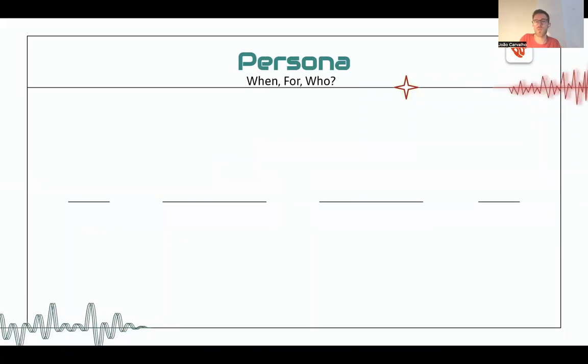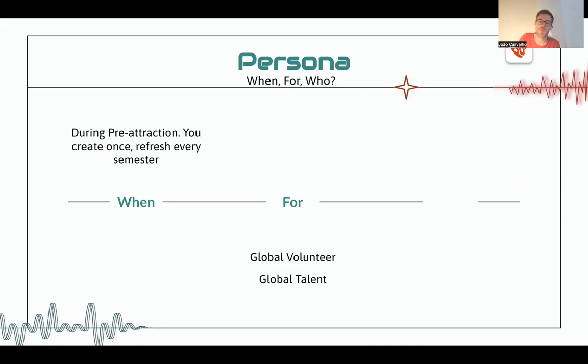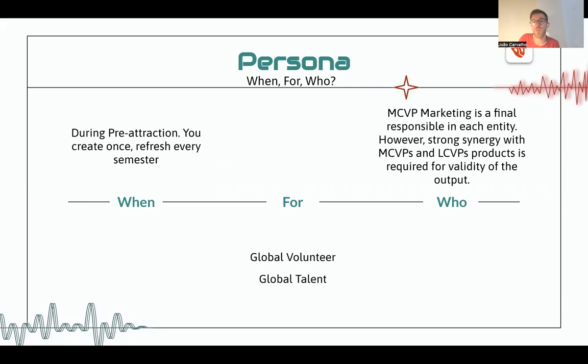But let's understand when we define it, and who defines it. We define the personas during the pre-attraction, as you understood. Usually it's per semester, so before the attraction starts, you define it in the pre-attraction, for our main programs, global volunteer and global talent. The MCVP marketing is the main responsible, but we always need the MCVP operations and the LCVPs at the same time, the LCVPs marketing and the LCVPs operations. They help us to define the best personas because the personas, for example, in each market are sometimes different.